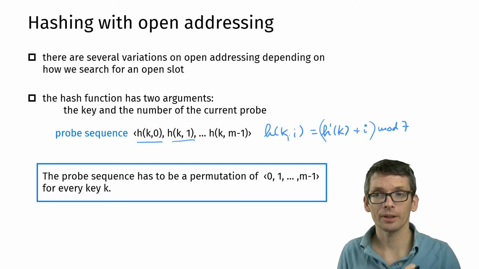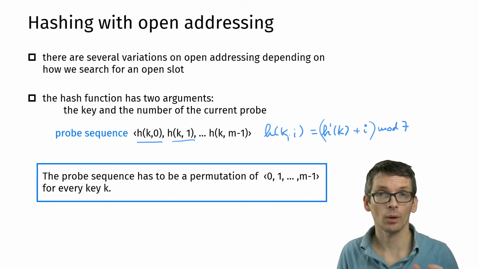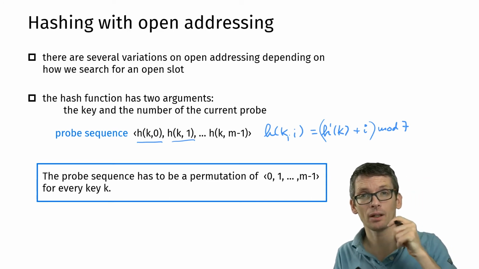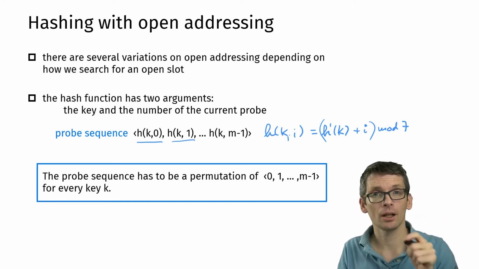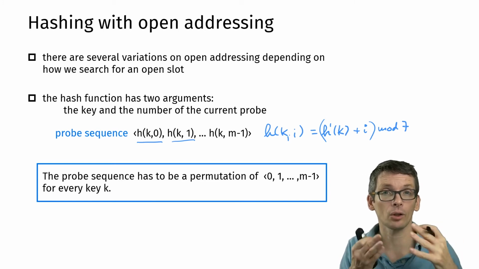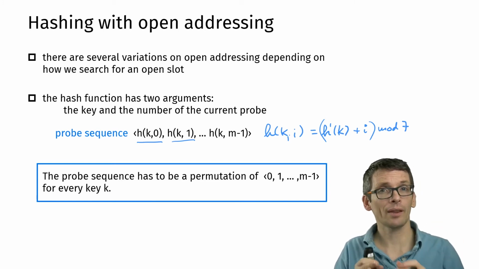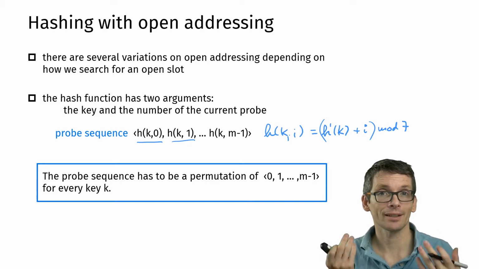Whatever your probe sequence is, it better be a permutation of the numbers between 0 and m minus 1, because that means that eventually you will probe all the cells. If it's not a permutation, it means that the table might not yet be full, but you're not trying everything, so you cannot place an element. Of course, when the table is full, this also won't help you because then the table is full.